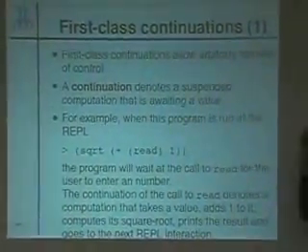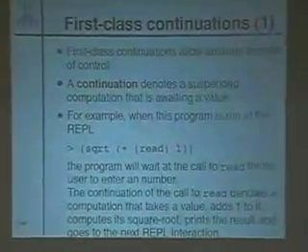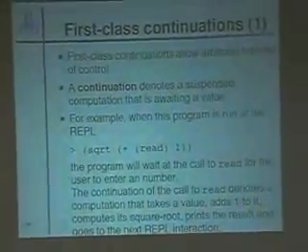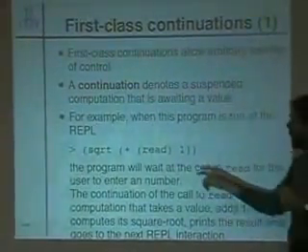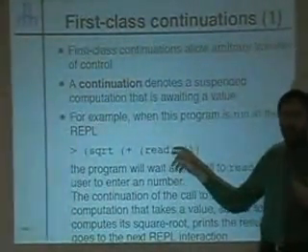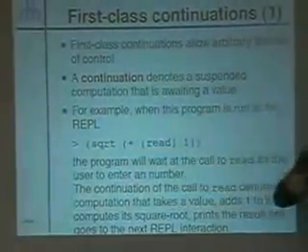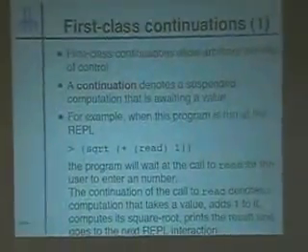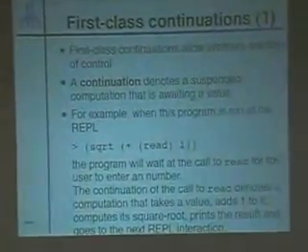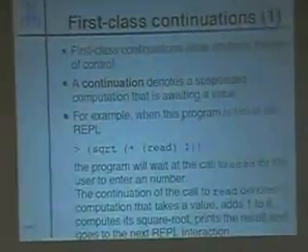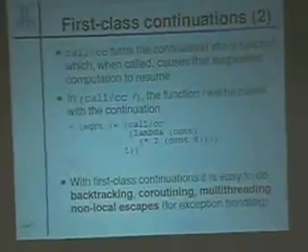So you can think of the program as having a suspended continuation that is waiting for the value that read will return. Then this continuation will go ahead and add 1 to the value that it receives, compute the square root, print the result, and then go on to the next read-eval-print loop interaction. So that's the basic idea of continuations.